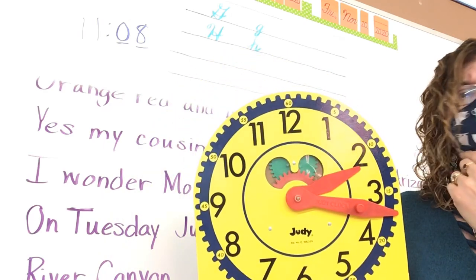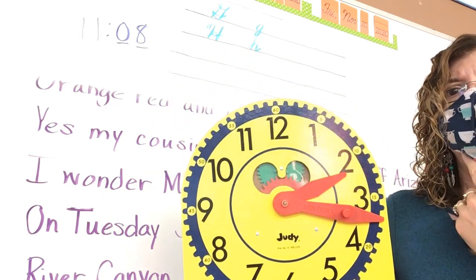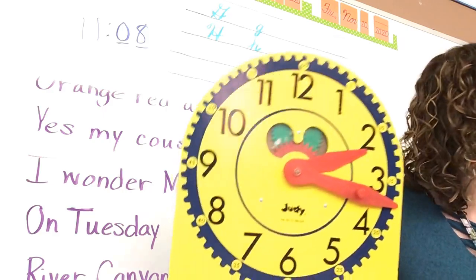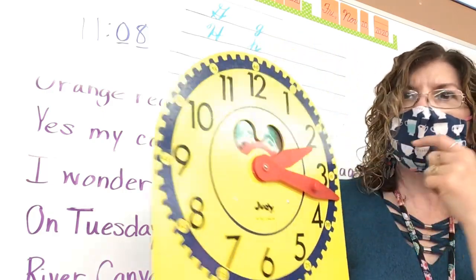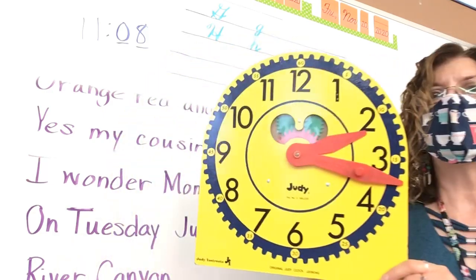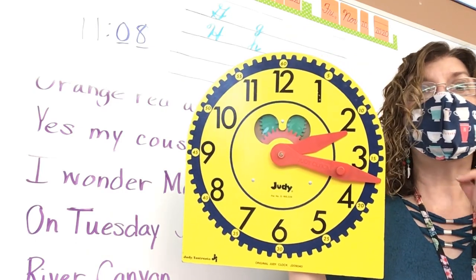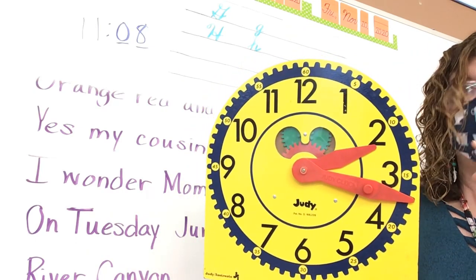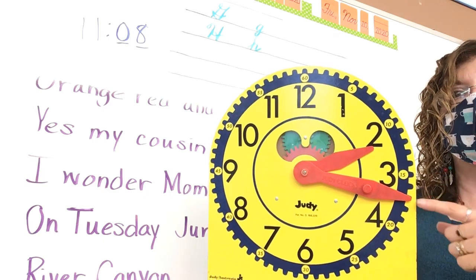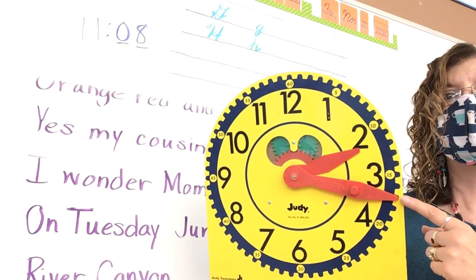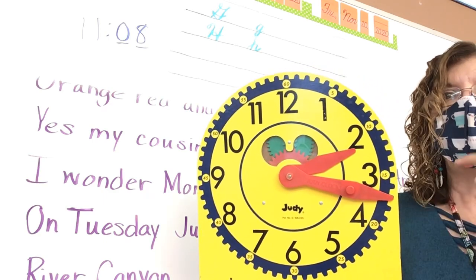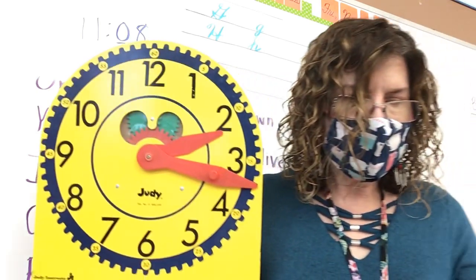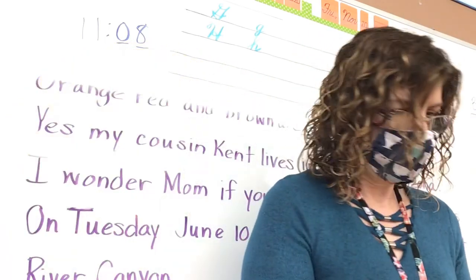Adam, just past the 2. So everybody put 2 for your hour. The short hand is just past the 2. And for the minutes, it's just past the 15. Okay, the 3 is 15, and then you would count by 1, so it is 16, 17. Very good. So it is 2:17.